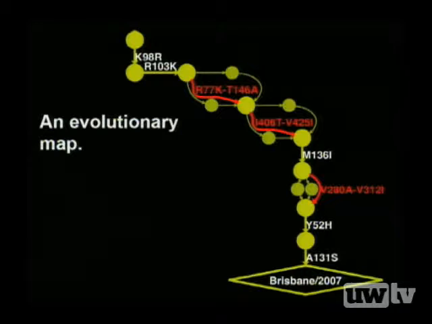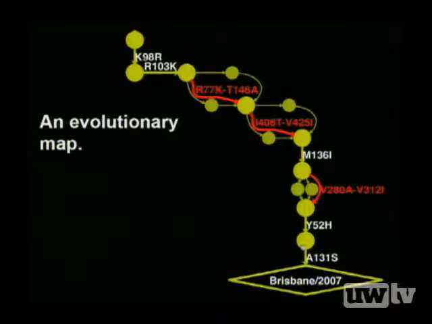So I showed you a phylogenetic tree a minute ago, and what we've done is we've converted the information in that phylogenetic tree into what I'm just going to call an evolutionary map. And what this map shows is how we think this virus actually evolved. So down here is the final virus, the Brisbane 2007 virus. We know the sequence of that virus. And based on the many thousands of influenza sequences that are available, we can say with very high confidence that the parent of this virus here is this circle here, which differs by a single mutation. The parent of this virus here is this virus.